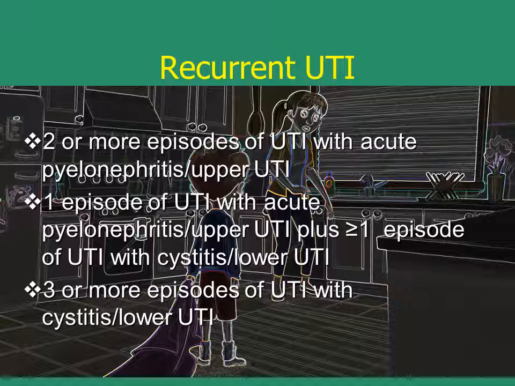Recurrent UTI is defined as 2 or more episodes of UTI with acute pyelonephritis/upper UTI, 1 episode of UTI with acute pyelonephritis/upper UTI plus 1 episode of UTI with cystitis/lower UTI, or 3 or more episodes of UTI with cystitis/lower UTI.